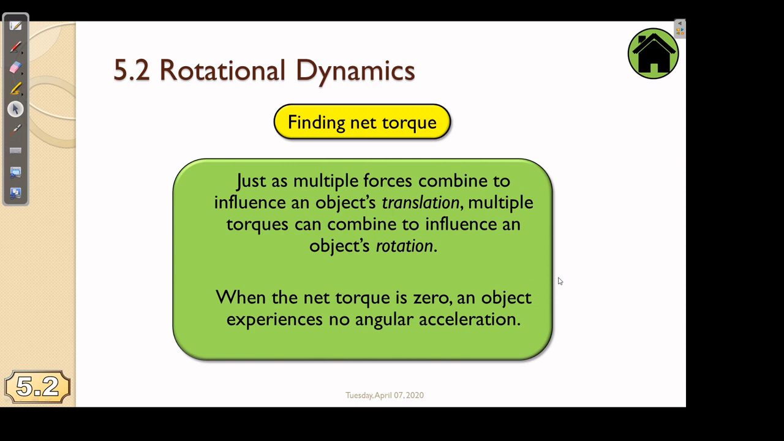Sometimes there's more than one torque being applied to an object, just as there can be more than one force applied to an object that is moving in a linear direction. And just as multiple forces can combine to produce a net force, multiple torques can combine to produce a net torque. If the net torque is zero, then an object is not experiencing any angular acceleration. In other words, its rotation rate is not changing.